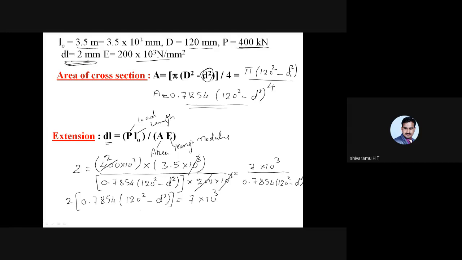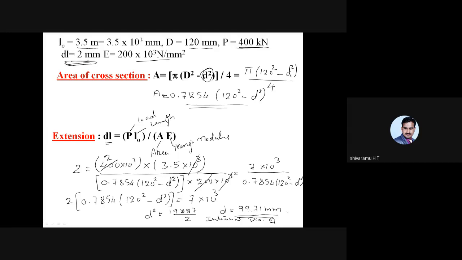If you further simplify, you will get d square equal to 19887 divided by 2, so d will be equal to 99.71 millimeter. Here it is asked to compute the internal diameter of the hollow tube. Internal diameter is 99.71 millimeters.